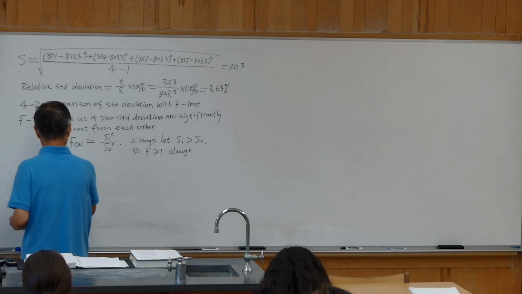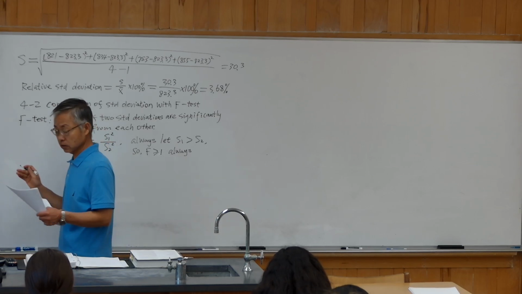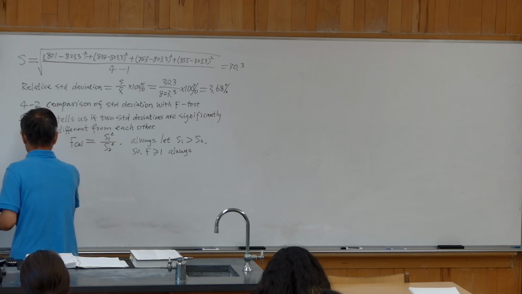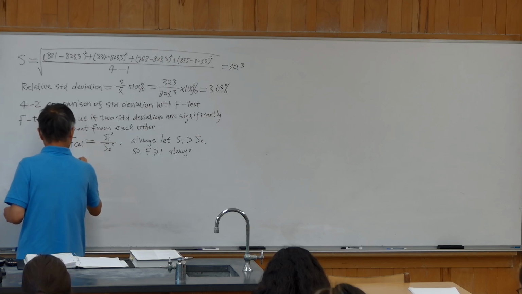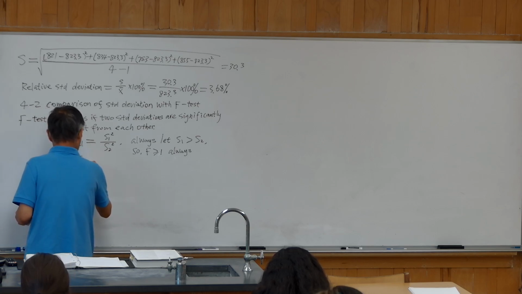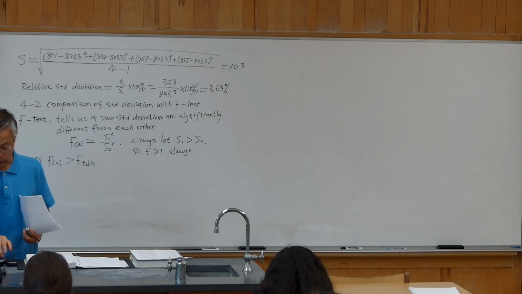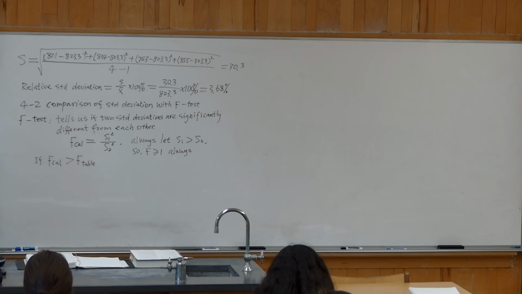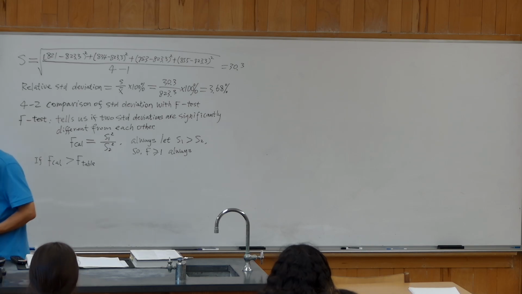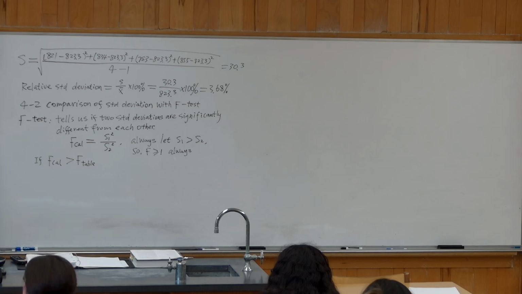So then how can we judge whether the two S are significantly different or not? We have a rule. If the calculated F value is greater than the table F value. Table F value. Okay, we have a table listed here. Right, this is Table 4.3, critical values of F.